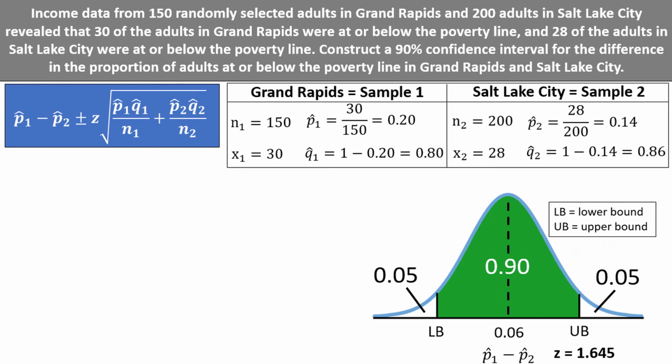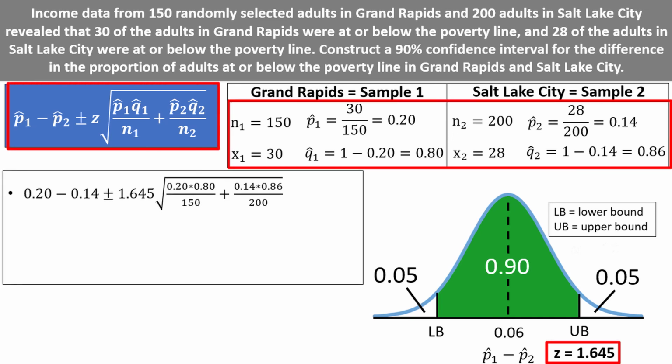Now we are ready to plug into the formula. We have 0.2 minus 0.14 plus or minus 1.645 times the square root of 0.2 times 0.8 divided by 150 plus 0.14 times 0.86 divided by 200.